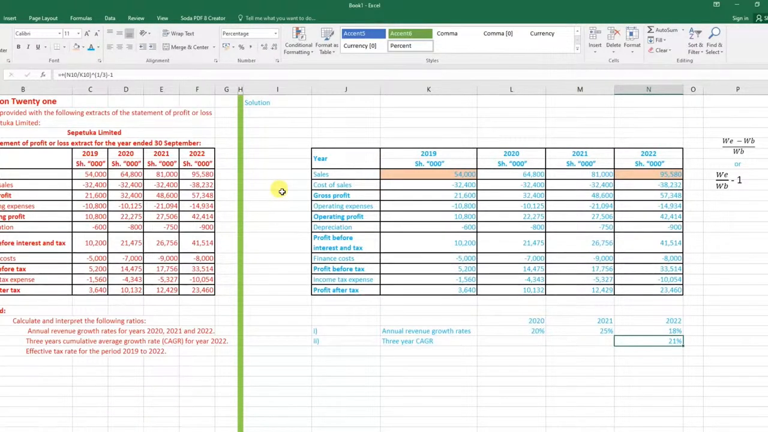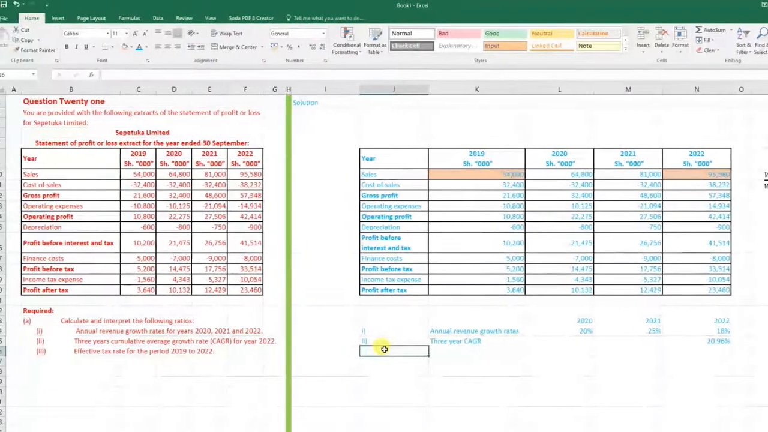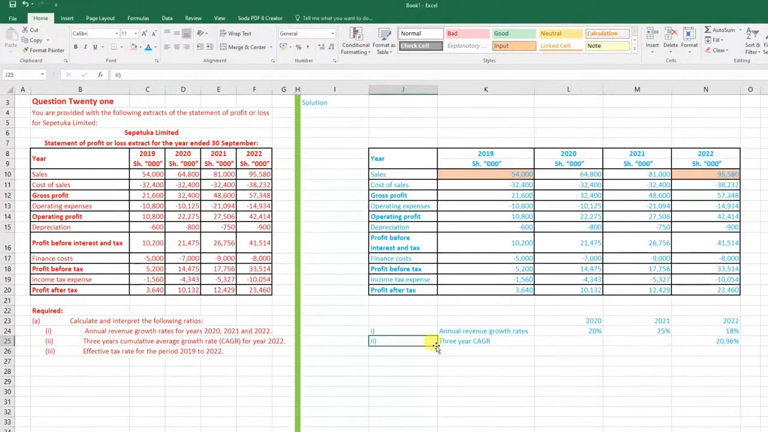If you want it maybe in 2 decimal places, we still come over here. Now I'm not going to use the keyboard or the shortcuts. We're going to come over here and increase it using increase decimal. So we just increase it like that and like that. So 20.96, 21% is okay. We move on to part 3 of the question over here.